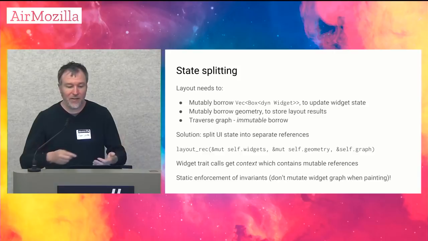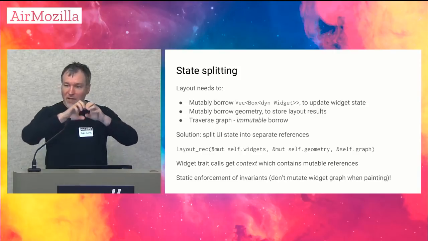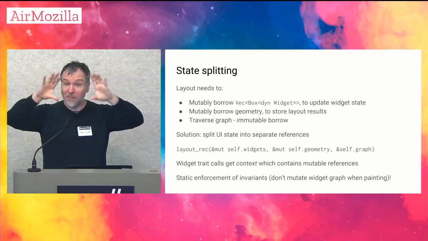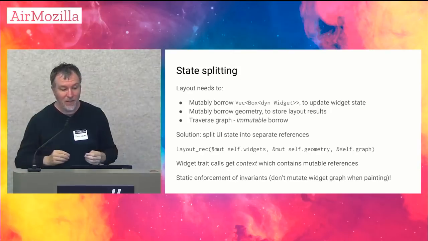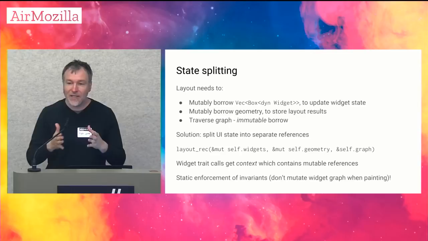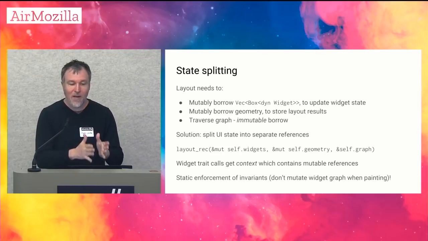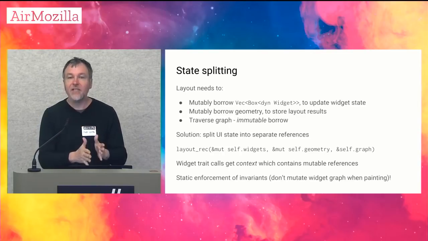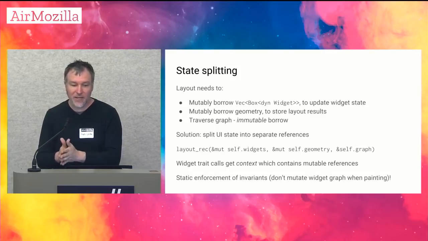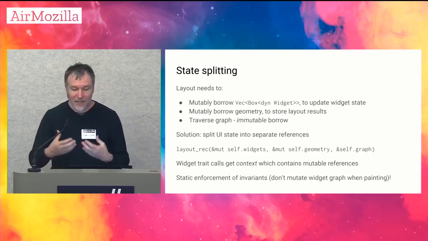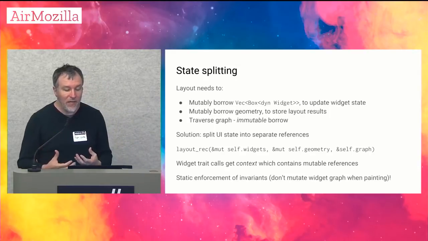For example, if you're doing something like pressing a button and it causes a panel to pop up, well, popping up the panel means now you need to be able to mutate the widget graph. So, depending on exactly what you're doing, you have a different pattern of which pieces of that state need to be mutable and which pieces of that state need not to be mutable.